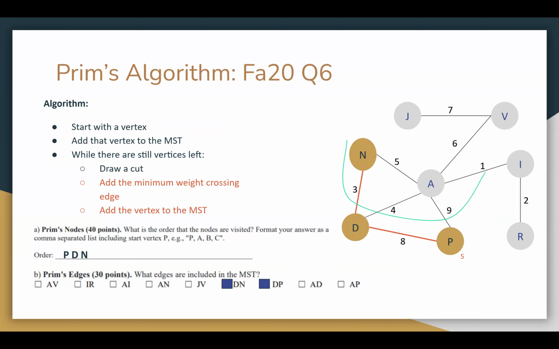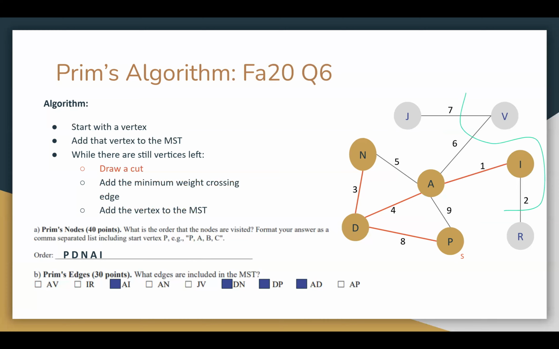The next cut is going to be across these 3 edges, and the minimum weight is AD with 4, and that gets included. And remember that we're also making sure that there's no cycles that have been formed. After this, as you can see, the yellow vertices have been included in the minimum spanning tree and the gray ones haven't. And so the next cut is going to be across those, separating those types of vertices. And now the one with the minimum weight is AI with weight 1, so that gets included.